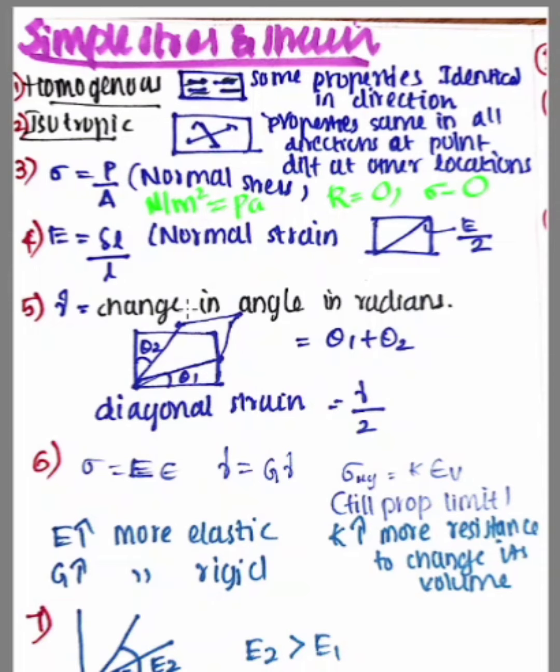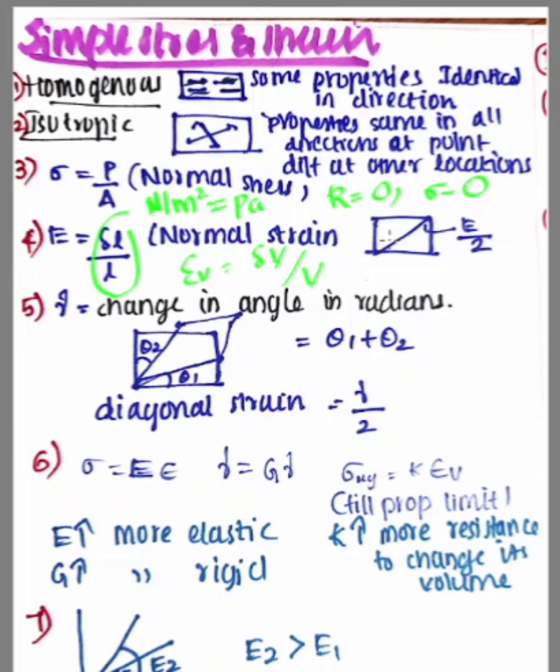And next is talking about the strain. Strain is nothing but change in dimension divided by the original dimension. If it is length, then change in length divided by original length. And for volume, volumetric strain means change in volume divided by the original volume. And shear means what? Shear strain. Shear strain means it is due to the shear force.